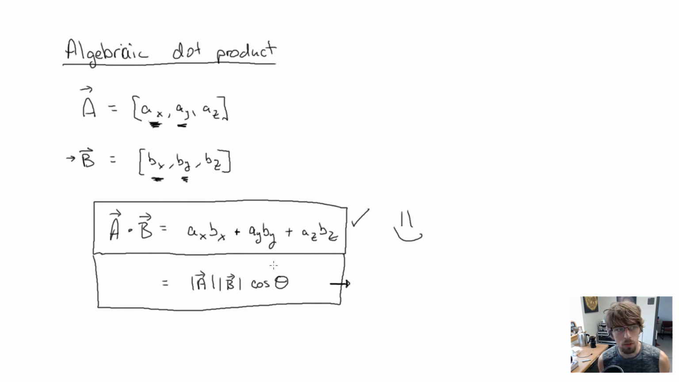So to summarize, okay, well, I guess this is my summary. We have our geometric way of doing the dot product. We have our algebraic way of doing the dot product. And again, memorize both of these. You will need them in the future.